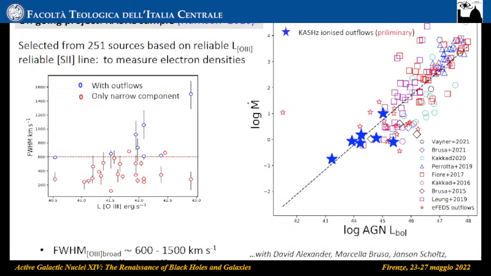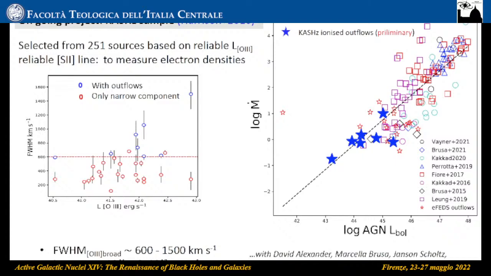So that being said, I should also mention the project which I've been doing in the last 3 months, which is the KASHz project, which I was working on with Dave Alexander and my supervisor. And from this project, I've selected sources that have reliable [O III] luminosity and sulfur II line with the intention to measure the electron densities and also their spatial extensions. And I have just put them in the mass outflow rate and AGN bolometric luminosity plane. And you can see them here, but these are preliminary results because I've assumed the radius and the electron density because I'm still working on that. So we hope to increase our sample with this KASHz sample.